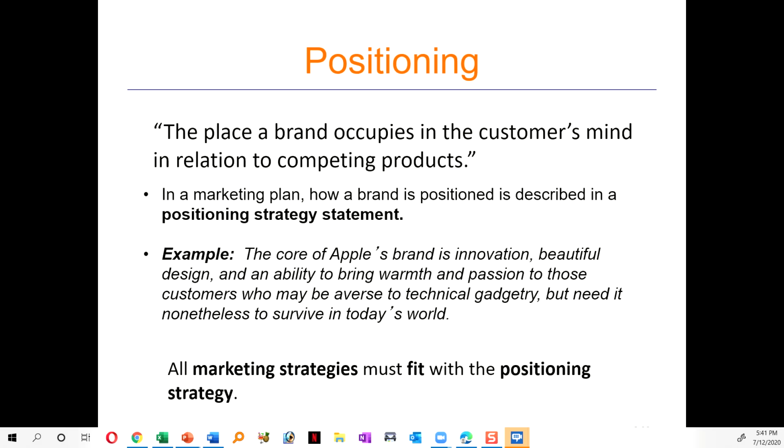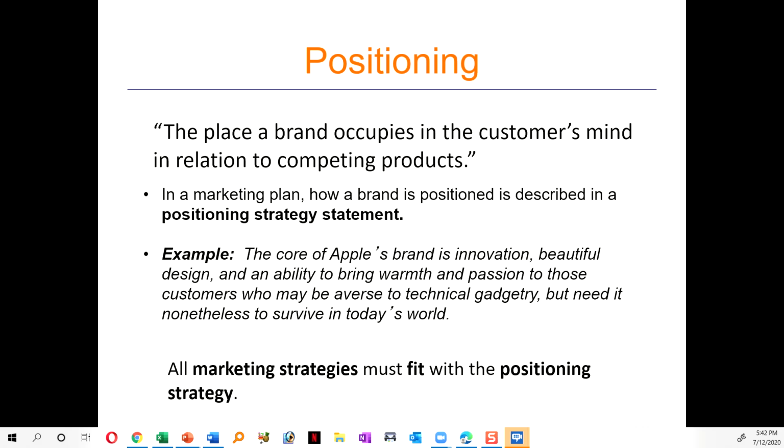So this is what they do. It involves designing and marketing a product to meet the needs of a target market, creating the appropriate appeals to make the product stand out from the competition. So marketers describe how a brand will be positioned in a positioning strategy statement. It is an important statement for the company and it involves a lot of activities. So the positioning strategy statement includes essential benefits offered to a customer and the desired image the brand hopes to instill in the customer's mind.